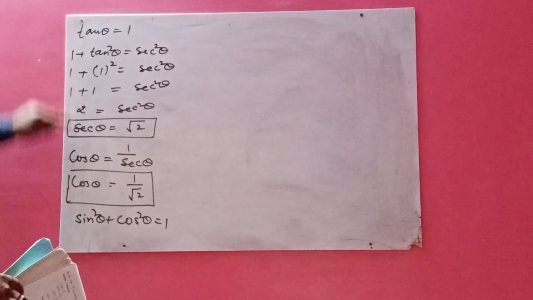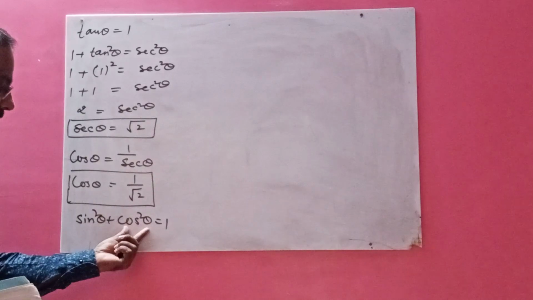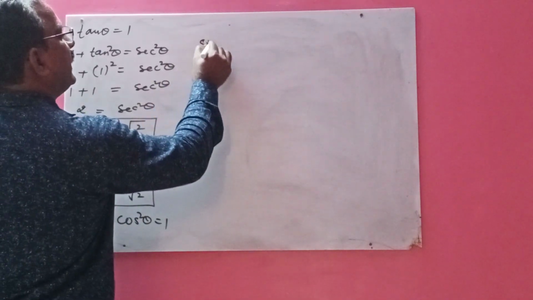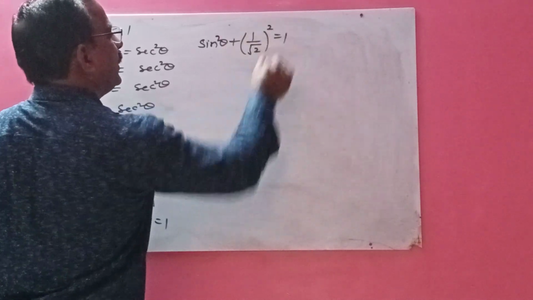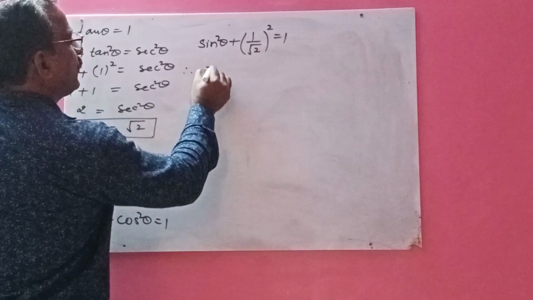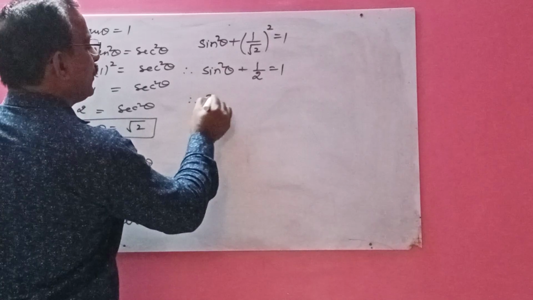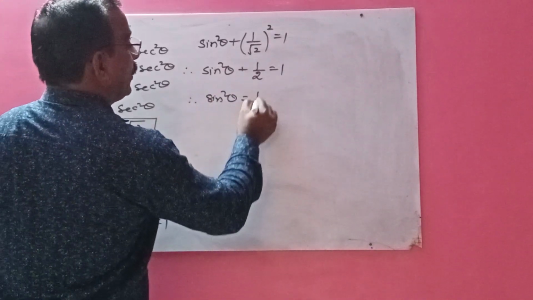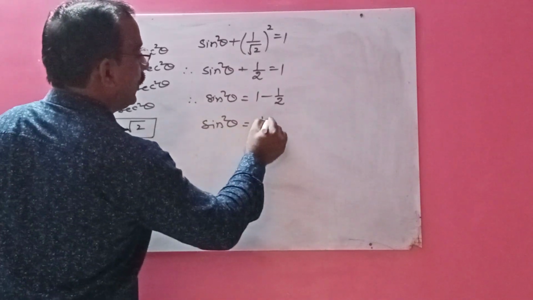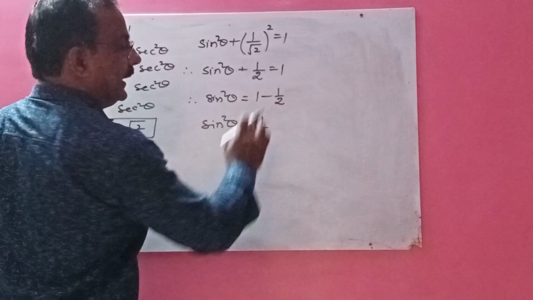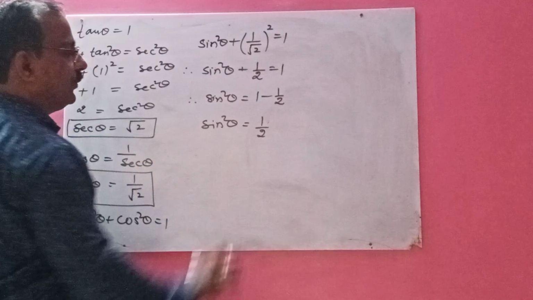See, everywhere I am using a trigonometric identity, children. So cos theta is how much? 1 upon root 2. Substitute here 1 upon root 2. So sin square theta plus 1 upon root 2, the whole square, is equal to 1. And therefore sin square theta plus 1 upon 2 is equal to 1. Therefore sin square theta is equal to 1 minus 1 upon 2. 1 minus half, or if you cross multiply, 2 ones are 2 minus 1, then also you will get 1 upon 2.